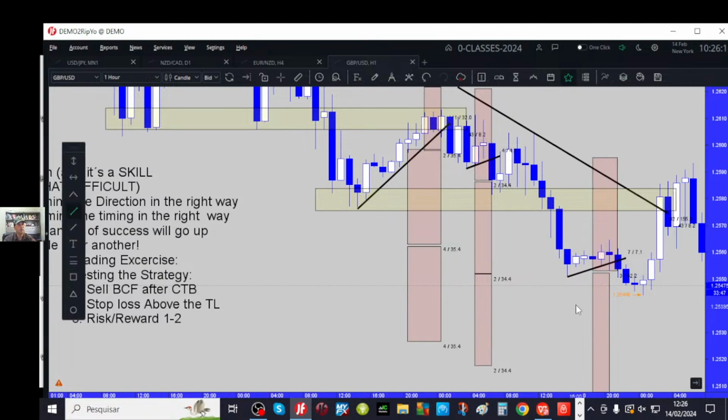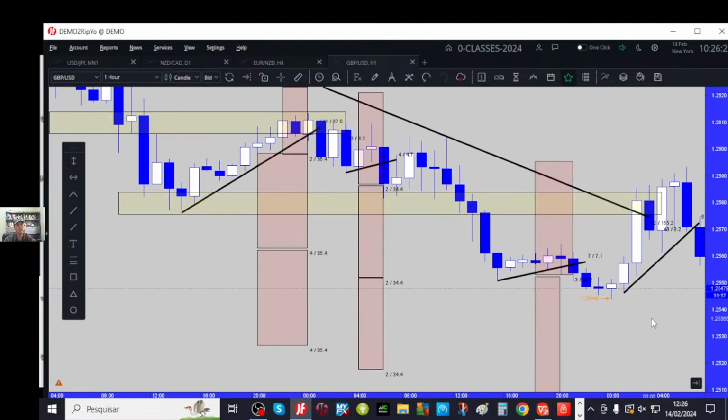And do we have another counter trend line? Counter trend line break. Is this another counter trend line break?